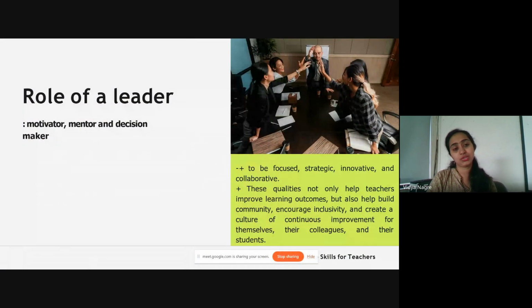Now, as a teacher or as a leader, what are your roles here basically? You have to be a motivator, mentor, decision maker. You should always be focused, strategic. Should have innovative approaches and collaborative approaches.